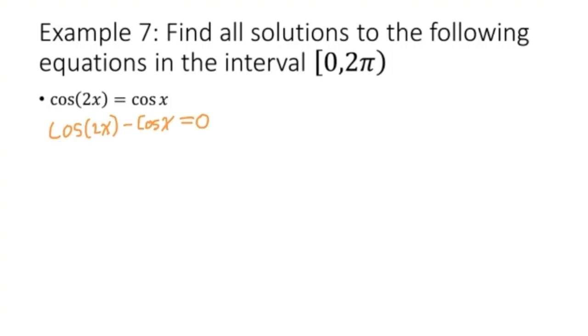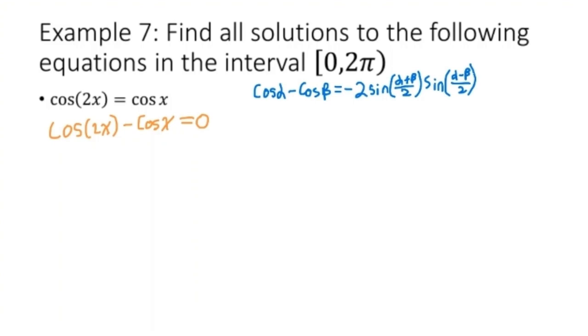Now I'm in a situation where I'm subtracting cosines, but since one side is 0, I would like my other side to factor so I can use the zero factor principle. This is an ideal situation for the sum to product identity, more specifically, the one that involves subtracting cosines. The identity states that cosine of alpha minus cosine of beta equals negative 2 sine of alpha plus beta over 2, sine of alpha minus beta over 2.